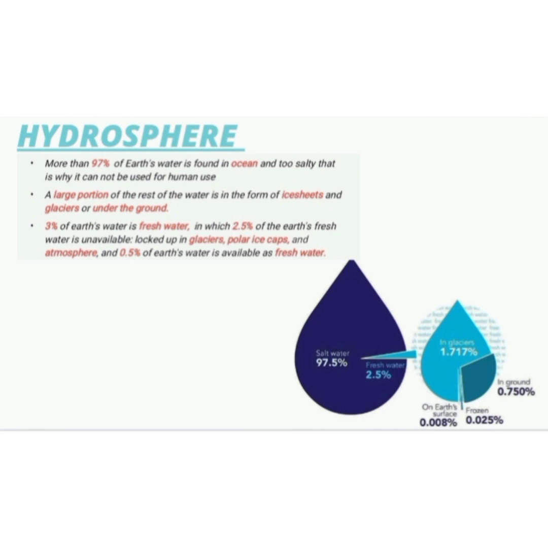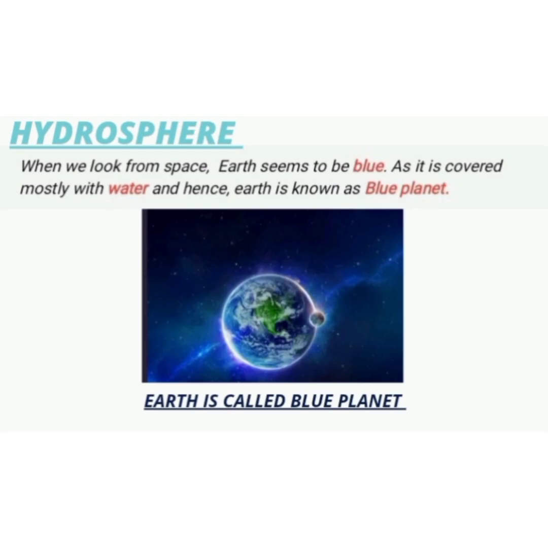A large portion of the rest of the water is in the form of ice sheets and glaciers or under the ground. 3% of Earth's water is fresh water, in which 2.5% of Earth's water is unavailable because it is locked up in glaciers, polar ice caps and the atmosphere. And so what do we get? We just get 0.5% of Earth's water as fresh water for use. Now when we look from space, Earth seems to be blue. Why? Because it is covered mostly with water and it is also known as the blue planet.